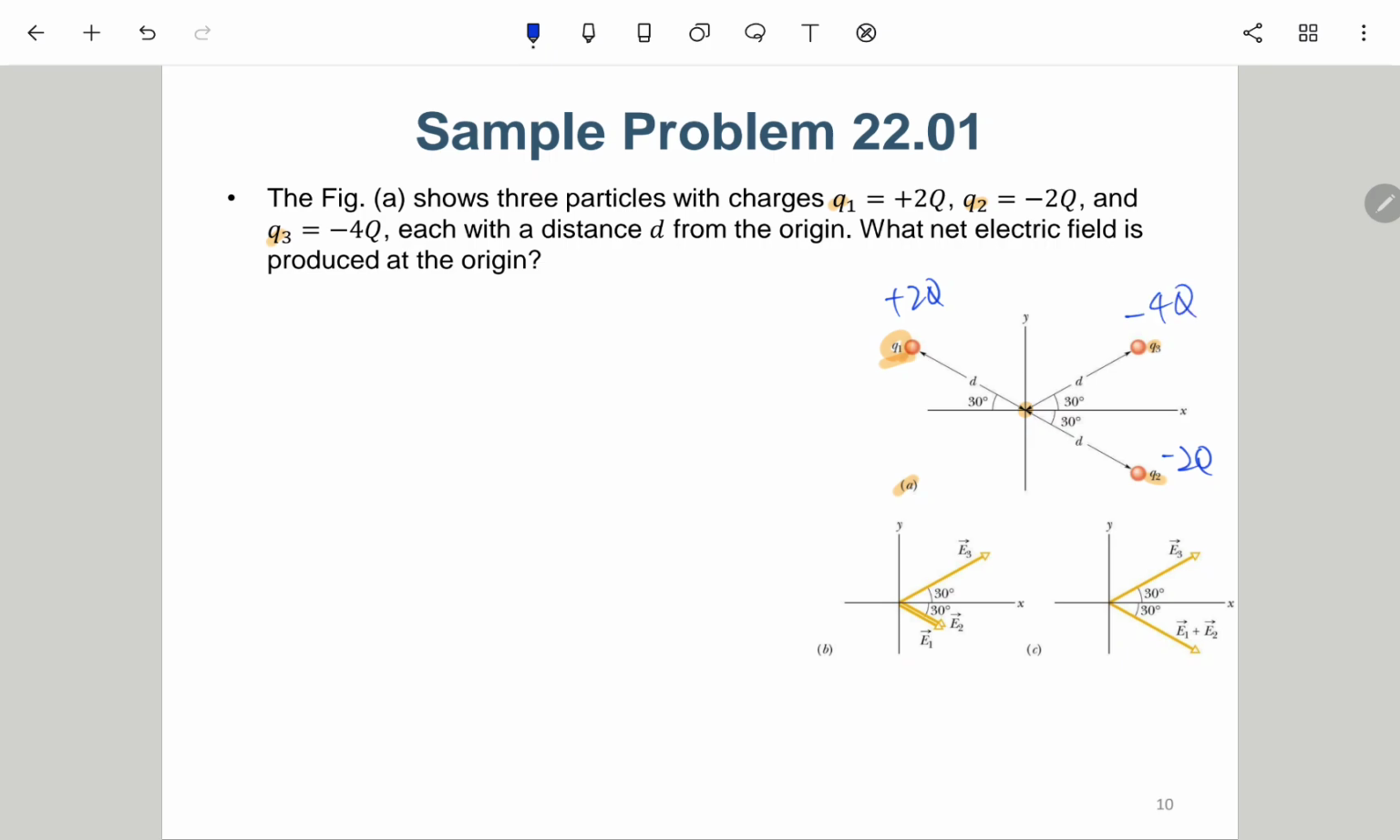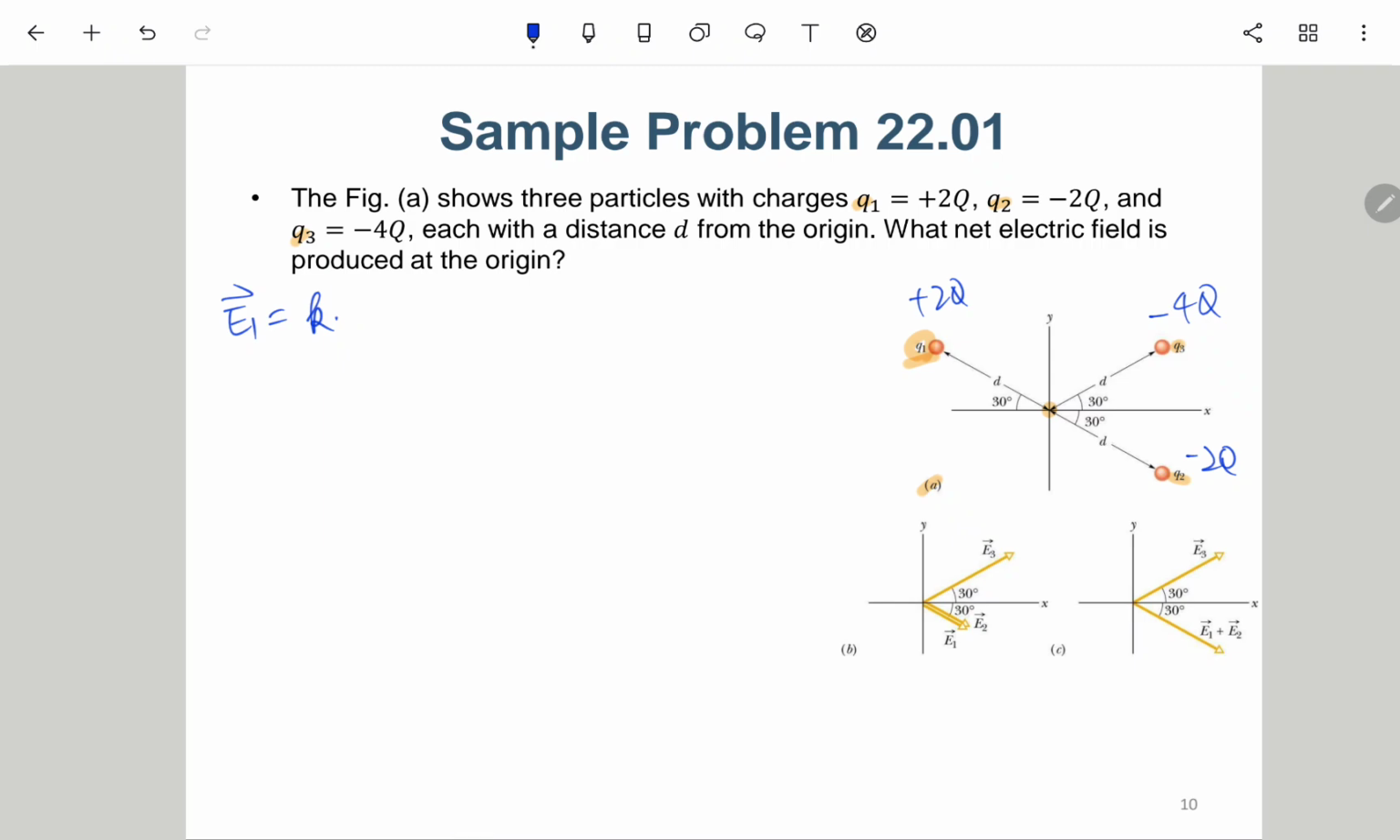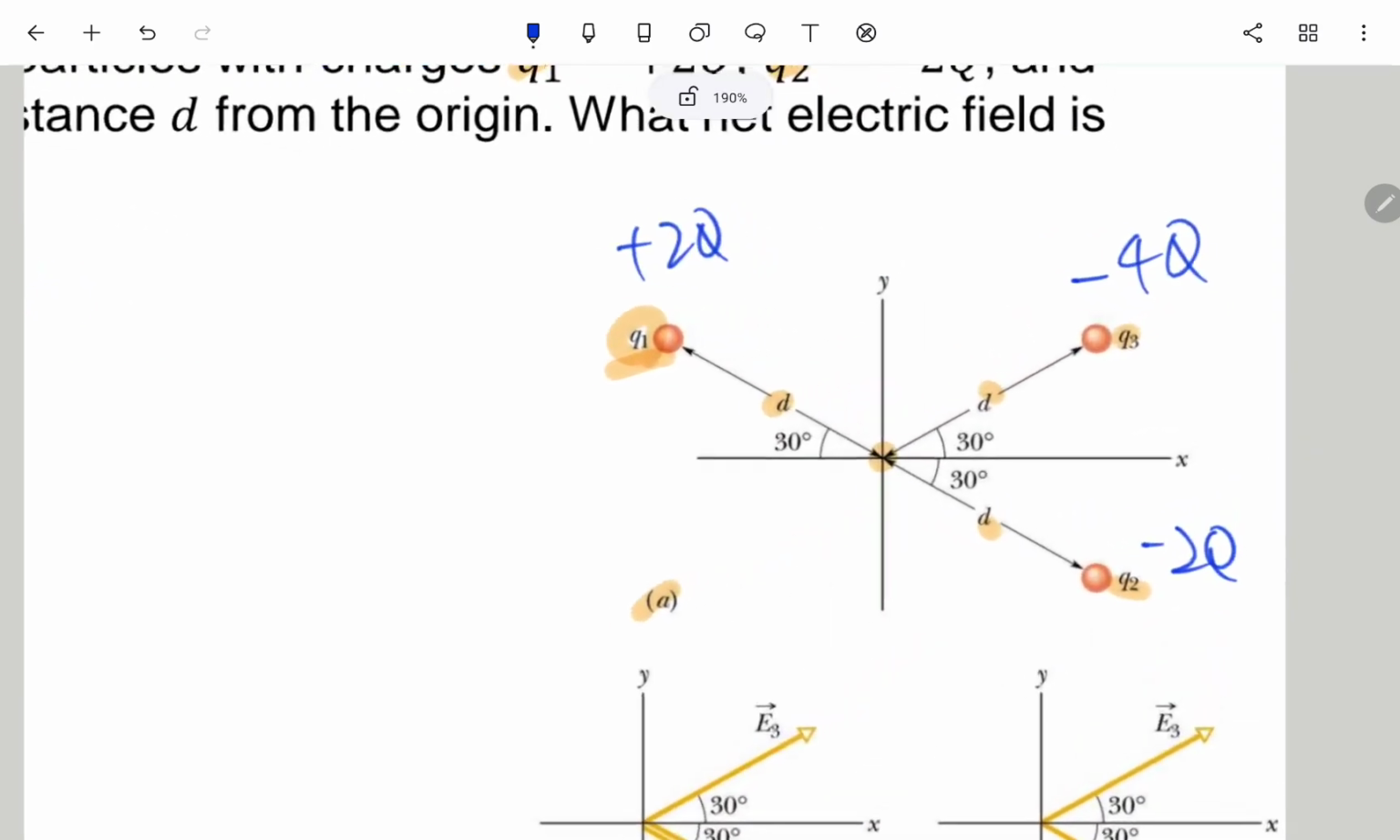Okay, so we start to compute E1. E1 vector is actually K times 2Q over d squared. Okay, all the distances of the charged particles to the origin are all d. So we use d squared in the denominator. Okay, and we have R1 hat. How do we define R1 hat?